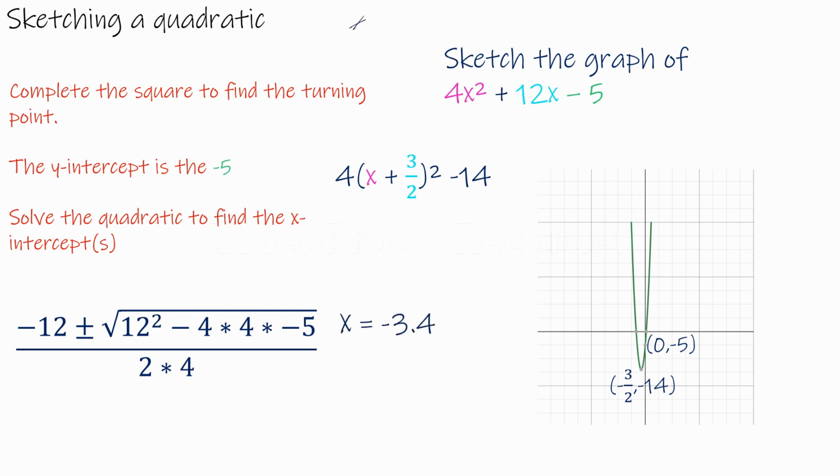So, our two answers for x are x equals minus 3.4 and x equals 0.4. And we can simply label these. Obviously, we're going to keep our negative on the left as that's on the negative side, and our positive on the right as that's over at our positive side.